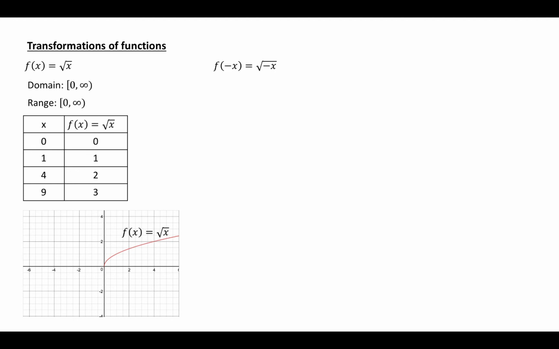Now let's look at what happens when we substitute the opposite of x for each of these x values. The domain then will go from minus infinity to 0. So each of the x values will have to be negative so that once the opposite is applied, the result is a positive value. The range then will again go from 0 to infinity.